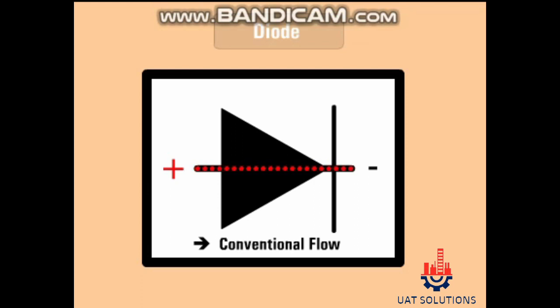This convention holds true for all semiconductor symbols possessing arrowheads. The arrow points in the permitted direction of conventional flow and against the permitted direction of electron flow. For this discussion, conventional flow notation will be represented.